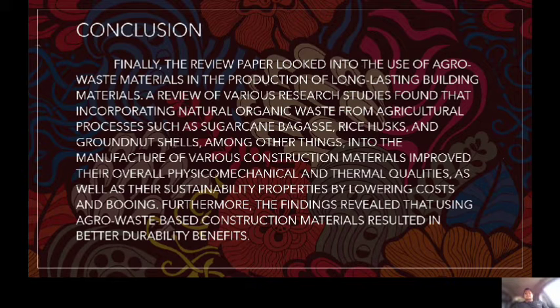A review of various research studies found that incorporating natural organic waste from agricultural processes, such as sugarcane bagasse, rice husk ash, and others, into the manufacture of various construction materials improves their overall physicochemical and thermal qualities, as well as their sustainability properties by lowering cost and more. Furthermore, the findings revealed that using agro-waste based construction material resulted in better durability benefits.